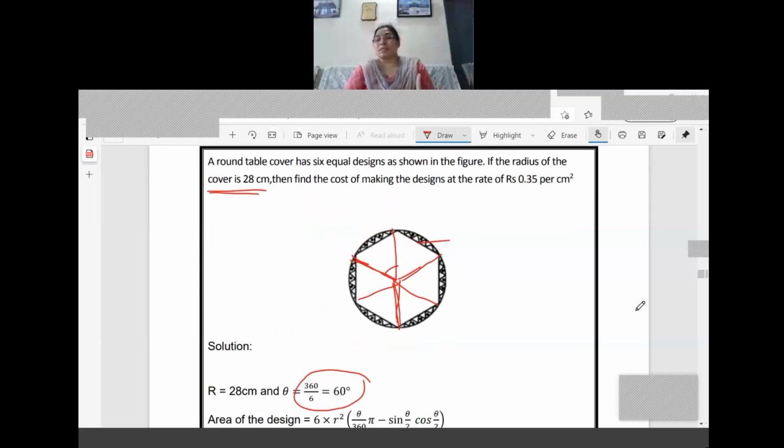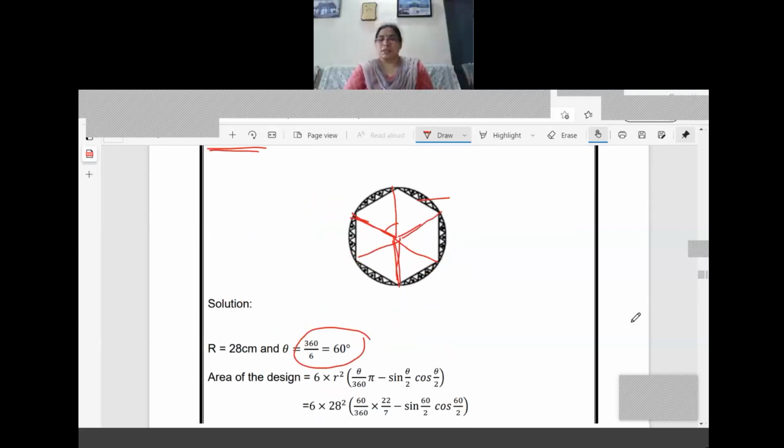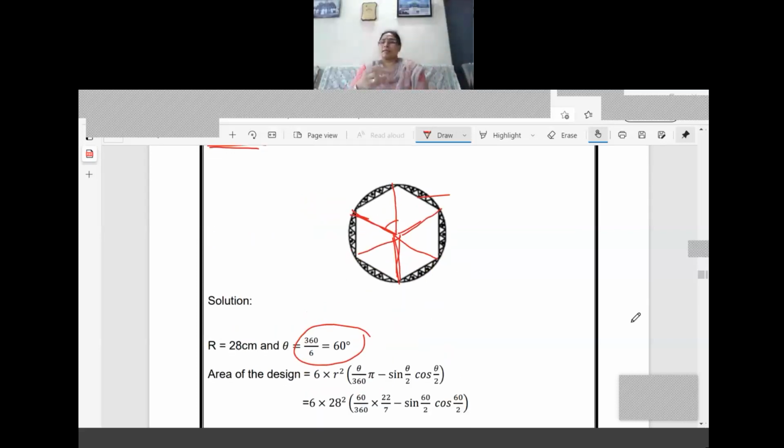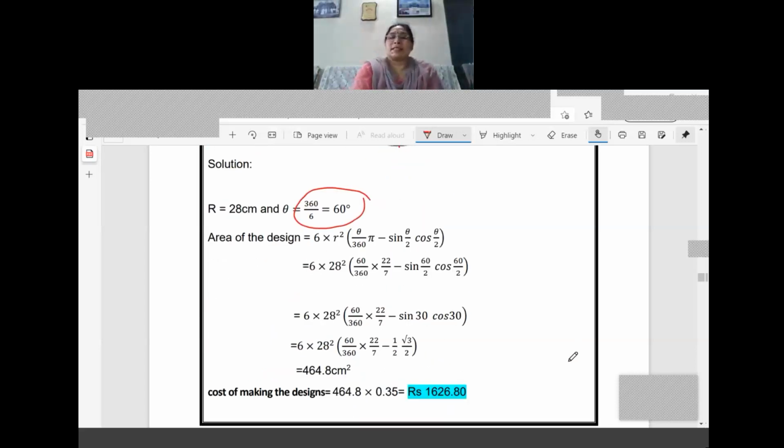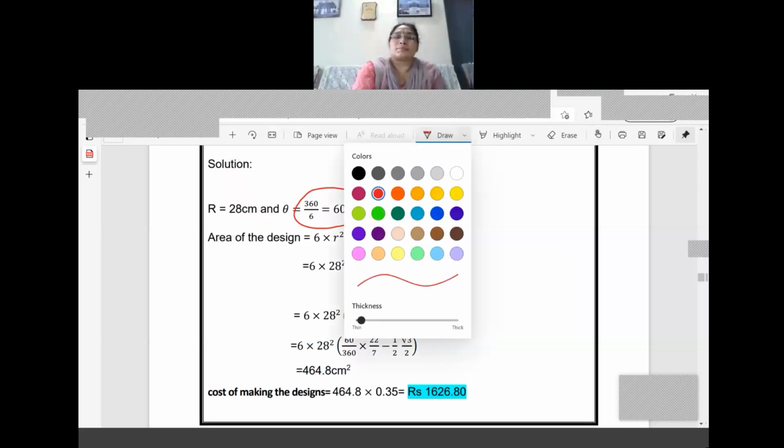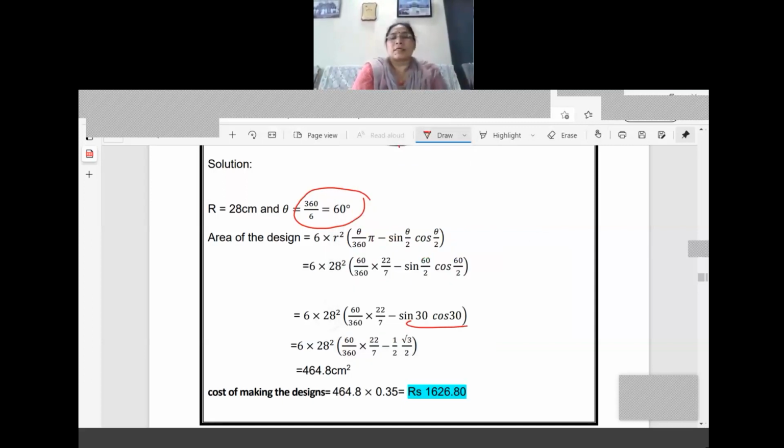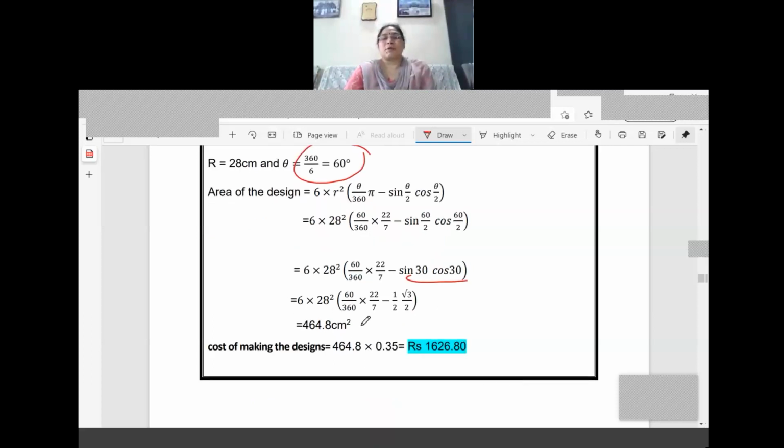But how many segments are there? Six segments are there. 6 into r square bracket, or the normal formula, theta by 360 into pi minus sine theta by 2 cos theta by 2. What is theta here? 60. After substituting you will get sine 30 and cos 30 only here. The radius is 28, so here also 28 square is there. So what is the next step? We should substitute and simplify. It will be 464.8 centimeter square.